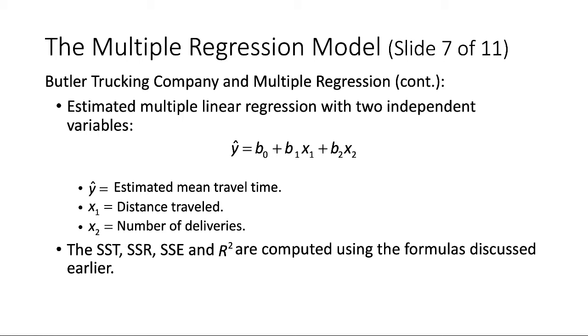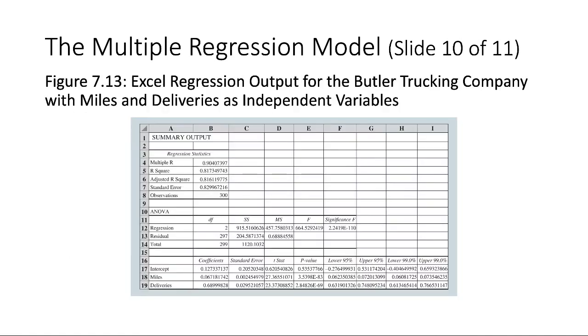Our multiple linear regression with two independent variables would take the form of y equals b0 plus b1 times x1 plus b2 times x2. And again, we can calculate the SSE, SST, SSR, and R-square using the same equations as explained earlier with the simple linear regression. I will make another video to demonstrate how to perform multiple regression in Excel.